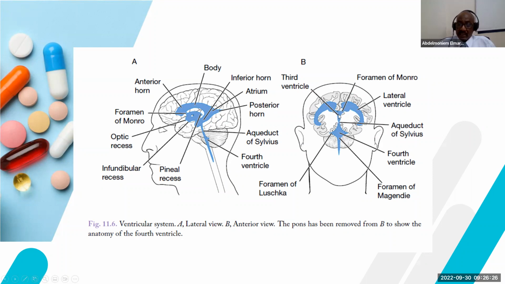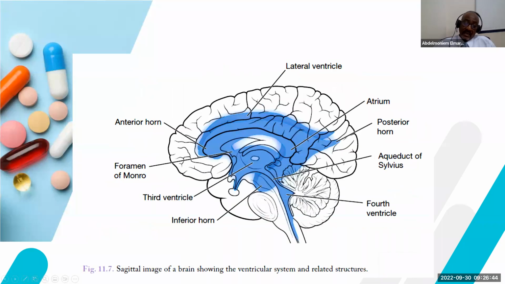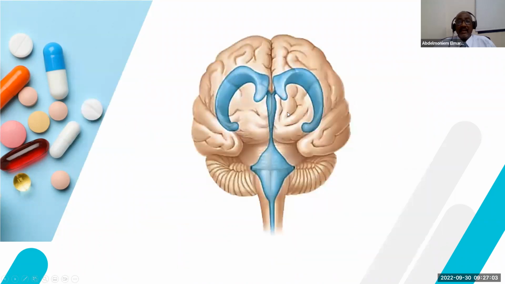There is an aqueduct connecting the third ventricle with the fourth, and there are three openings. One central is the foramen of Magendie, and one lateral on each side is the foramen of Luschka. Luschka described these two foramina. And there is, of course, the aqueduct of Sylvius connecting the third and fourth ventricle. This is a larger view, and you can see them very clearly. This is the lateral, this is the third, this is the foramen of Monroe, the interventricular foramen, this is the aqueduct of Sylvius, this is the fourth ventricle. These are the openings, one on the side and one in the median plane.